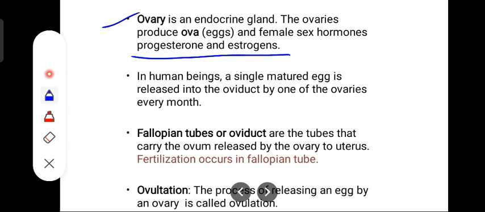Next, ovulation is the process of release of egg by the ovary. Okay. So during the menstrual cycle, as I have said, one of the ovaries releases one egg. That process of releasing the egg is called ovulation.